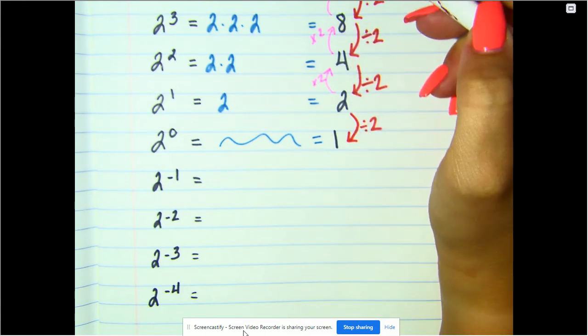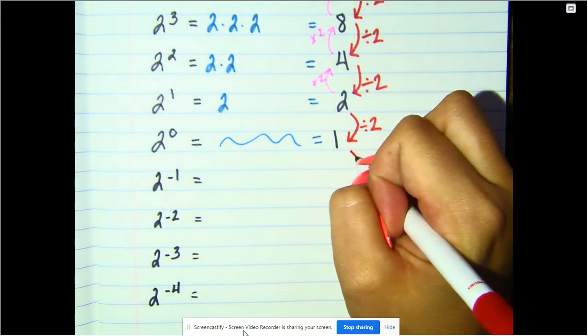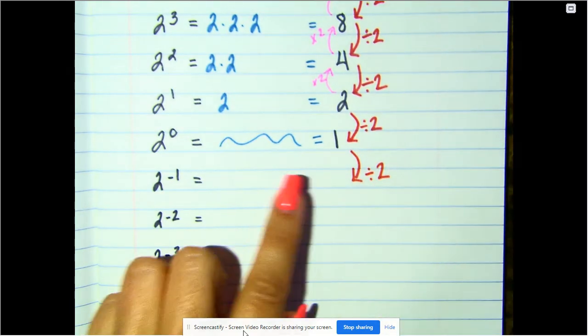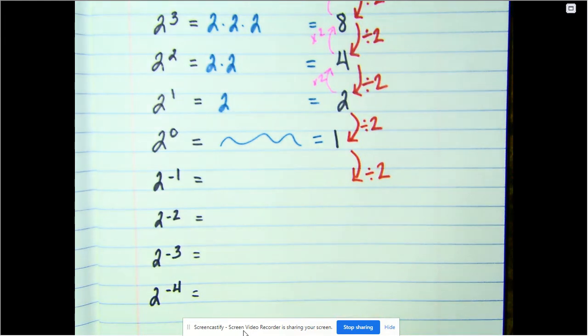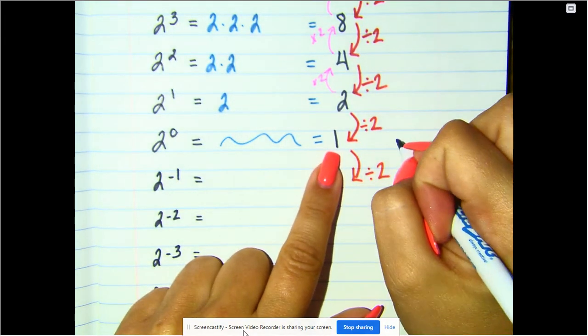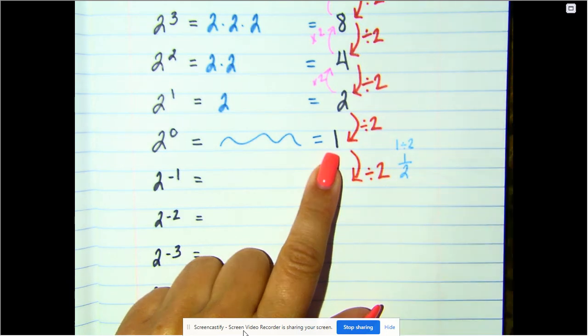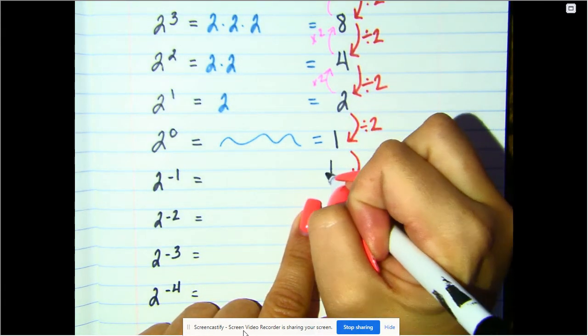Hopefully we realize that as I move down this table, all I'm doing is continuing to divide. So let's continue to divide, because with math, everything is in a pattern. If I do 1 divided by 2, off to the side, I'm really saying 1 divided by 2, or 1 over 2. We don't have to make that a decimal or anything. I'm literally just going to write 1 over 2.